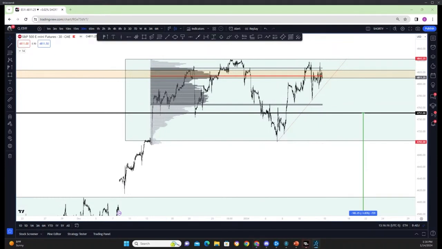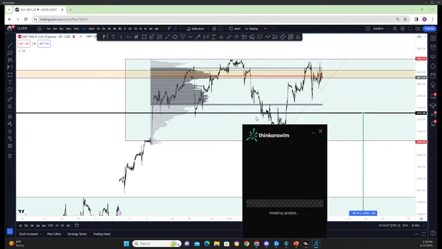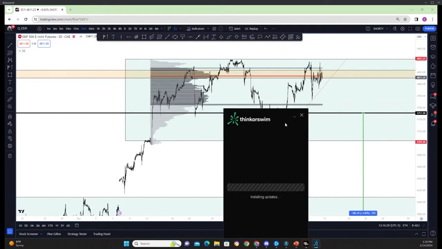Let me see if the Thinkorswim is still not up. I'm not sure. I can't even drag it because it's lagging. Here, it's still installing updates.